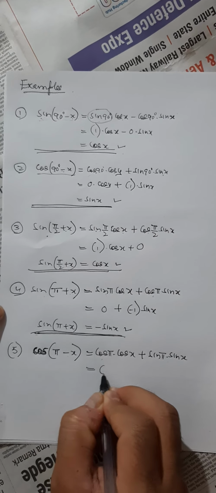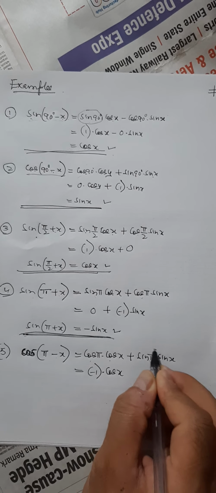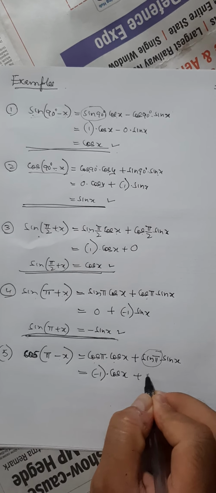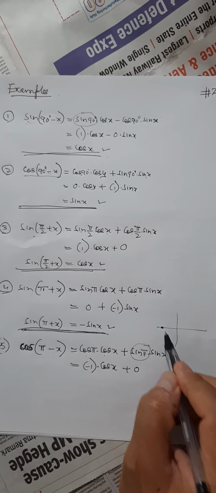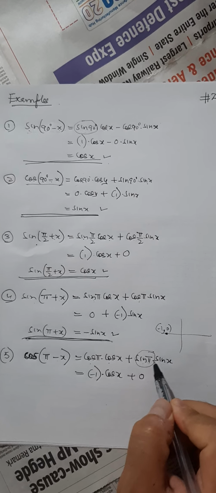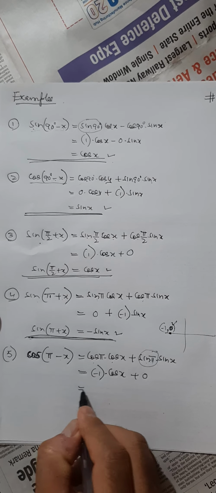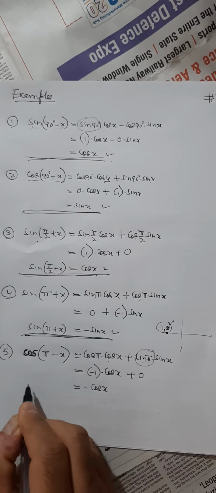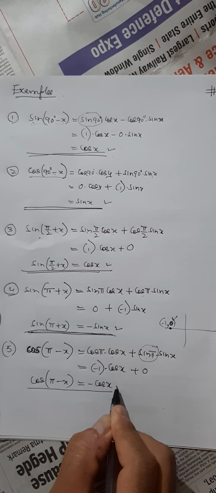What is cos pi? Which is minus 1, you know. What is cos x? That is as it is. What is sin pi? You know it is 0. Recall unit circle. Pi is here. Here coordinates are minus 1, 0. Sin represents second coordinate. So 0. That you know. So answer is minus cos x, remember. Cos pi minus x is minus cos x.